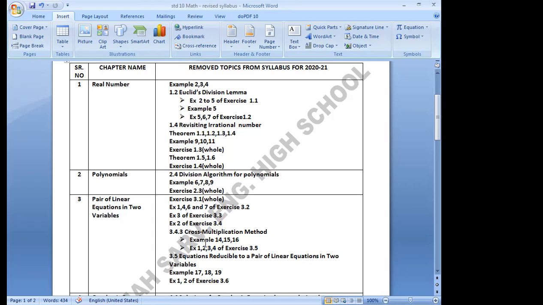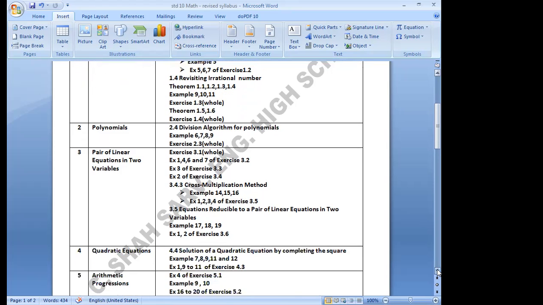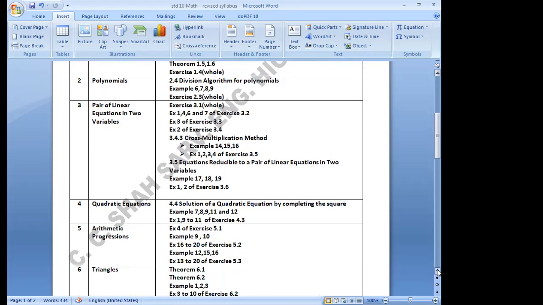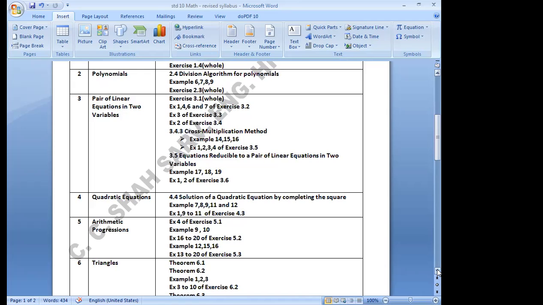Example 14, 15, 16. Exercise 3.5, whole excluded. Next topic, equations reducible to a pair of linear equations in two variables. Entire topic is excluded. That is example 17, 18, 19 excluded. Exercise 3.6, whole exercise excluded from the examination. Let us go for the next chapter, that is chapter number 4.